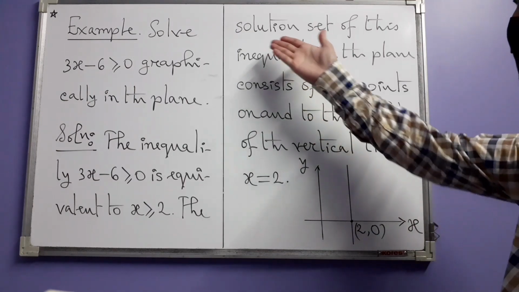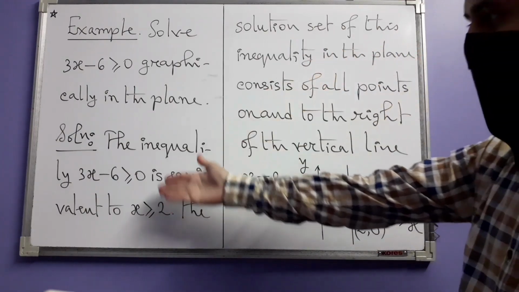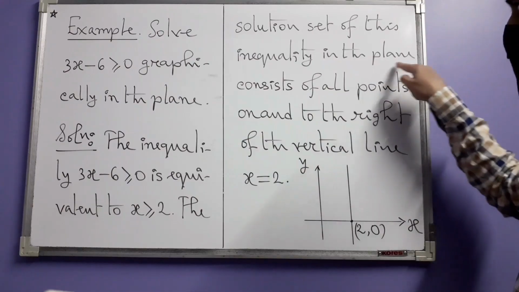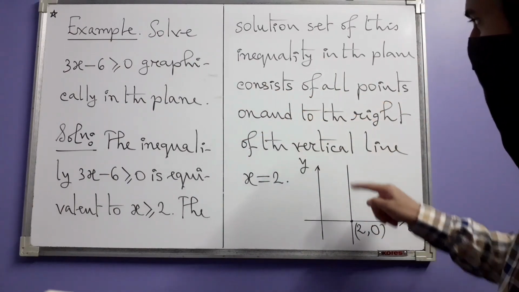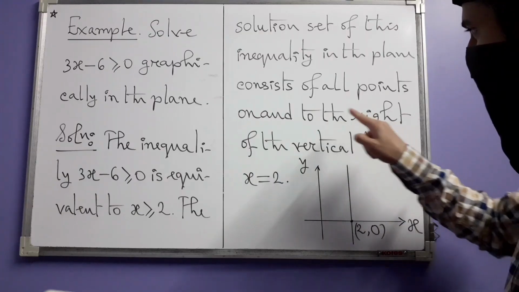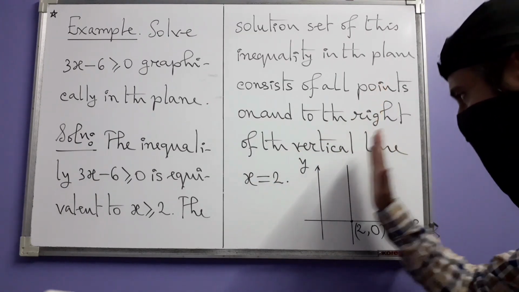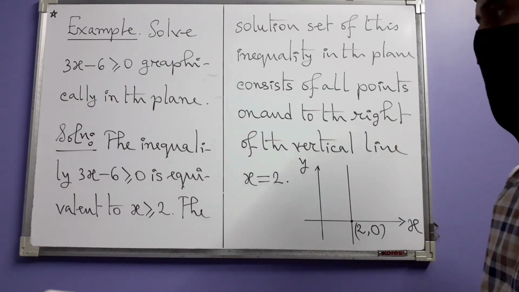That is why next we write like this. The solution set of this inequality, this one or this one, same thing, in the plane consists of all points on and to the right of the vertical line x equal to 2. That means all these points and all these points. That is the solution set.